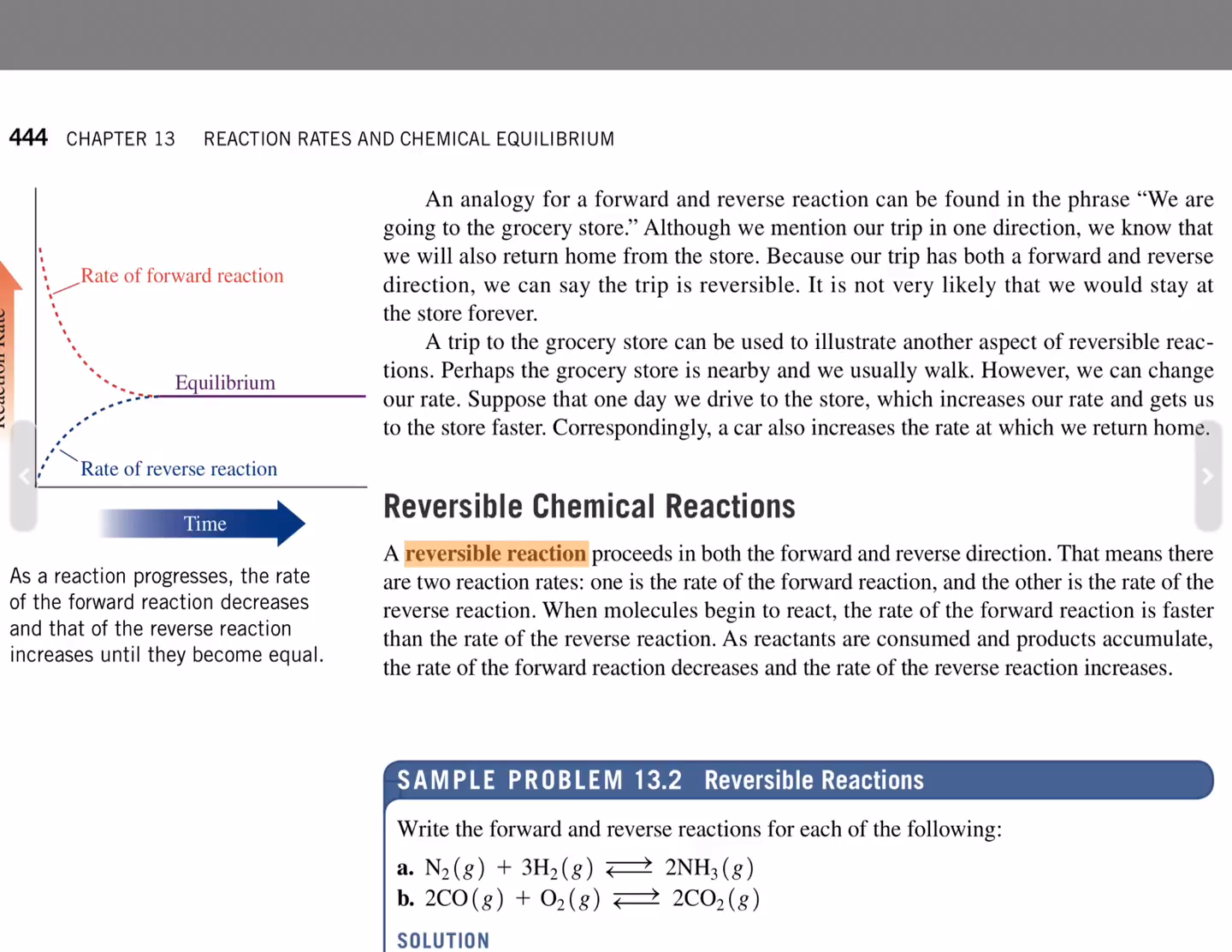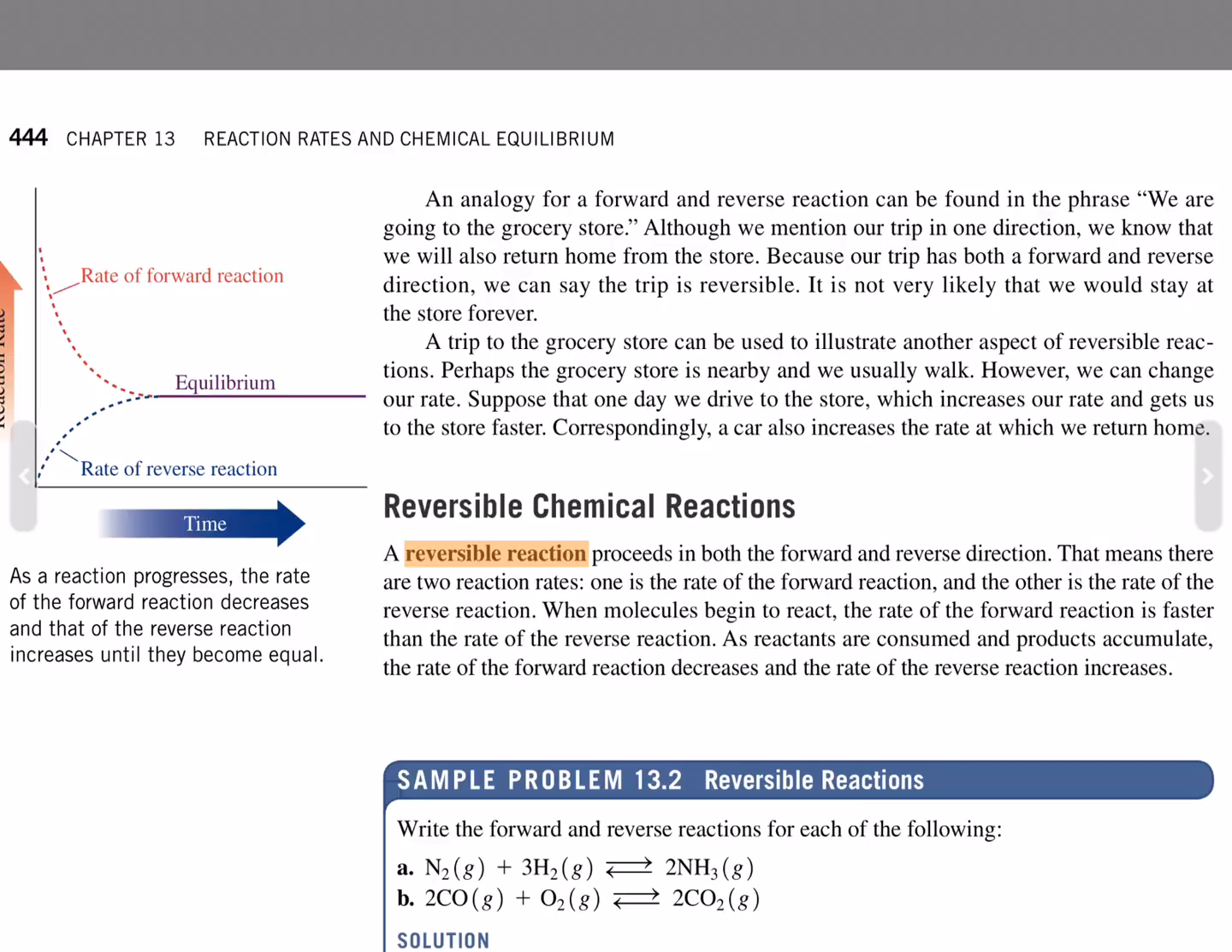An analogy for a forward and reverse reaction can be found in the phrase, "We are going to the grocery store." Although we mention our trip in one direction, we know that we will also return home from the store. Because our trip has both a forward and reverse direction, we can say the trip is reversible. It's not very likely that we would stay at the store forever.